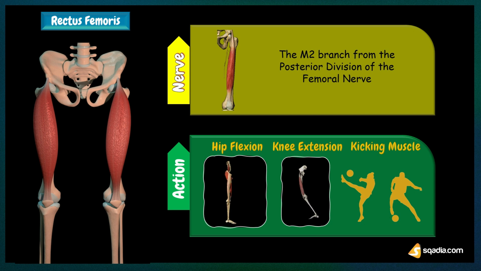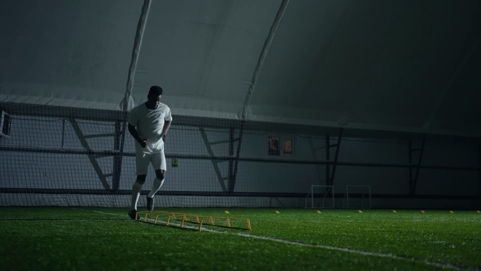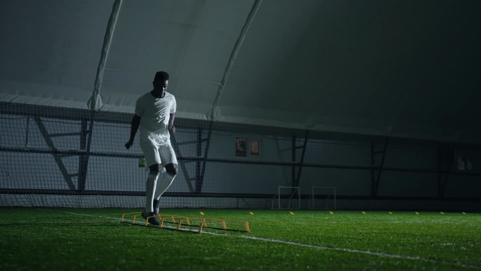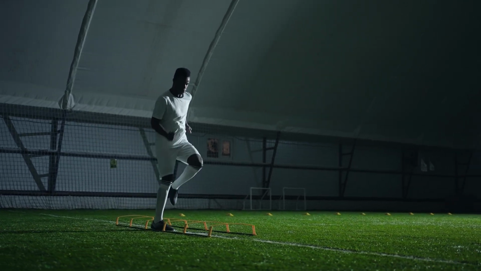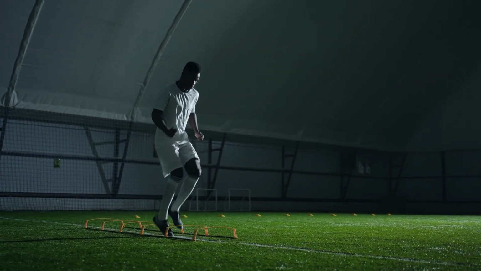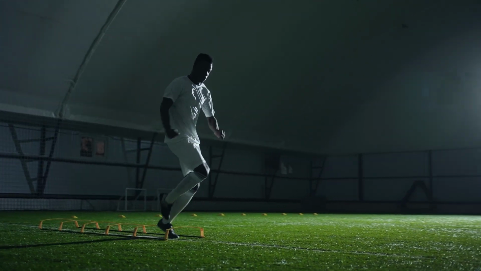The action of the muscle is different on 2 joints in the region of the thigh. It acts as a flexor at the hip joint and an extensor muscle at the knee joint. It is also called the kicking muscle. In fact, all 4 muscles, that is the quadriceps muscle, are kicking muscles, as they help you straighten your knee so you can kick, run and jump.